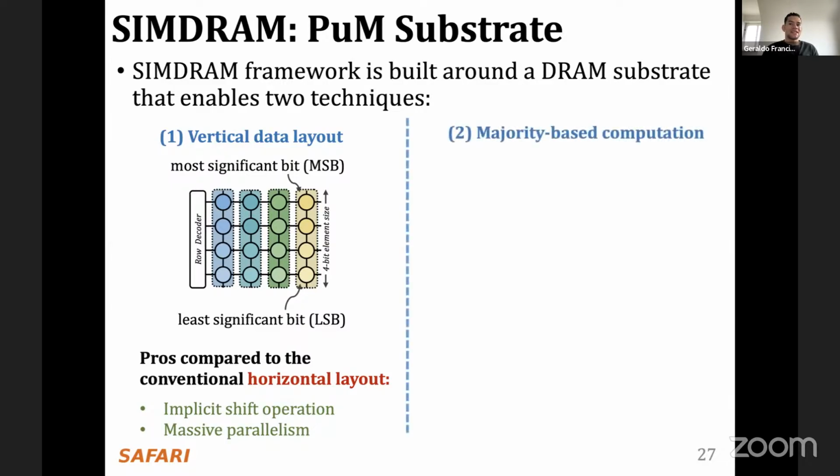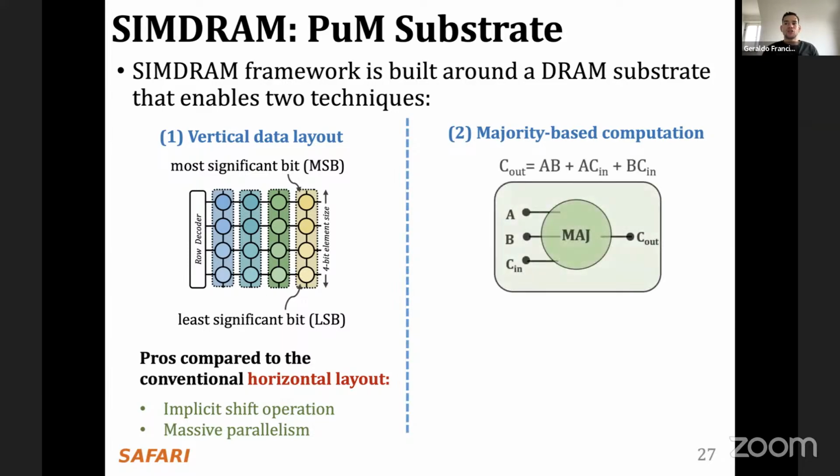The second key technique used in SIMDRAM is majority-based computation. As opposed to using basic logic operations such as AND or OR to implement in-DRAM computation, SIMDRAM uses the logically complete set of majority and NOT operations to implement in-DRAM computation.